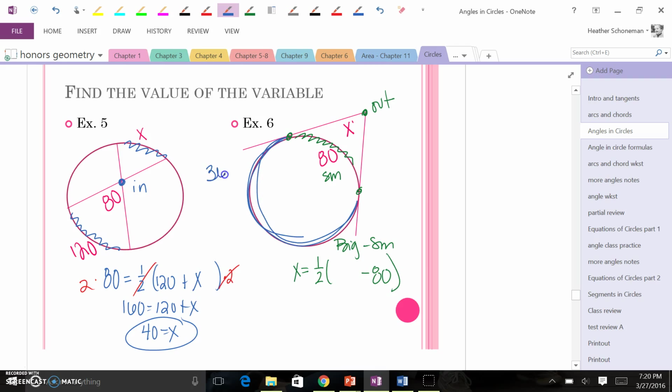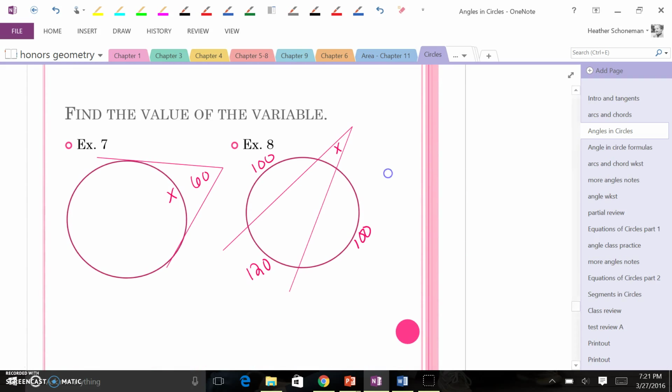But we know all the arcs in a circle add to 360. So if we take 360 minus 80, we get 280. So the big arc is 280. Now we can finish the problem. 280 minus 80 is 200, and half of that is 100 degrees. Okay, so remember this. To get that big arc, we took 360 minus 80. Alright, now let's try this one. The vertex, it's outside the circle.